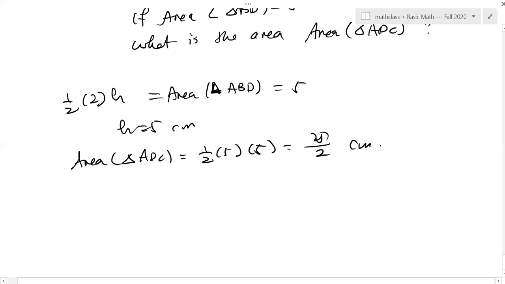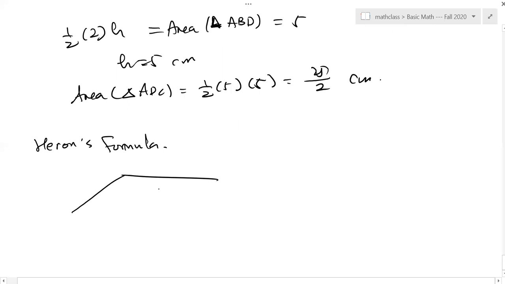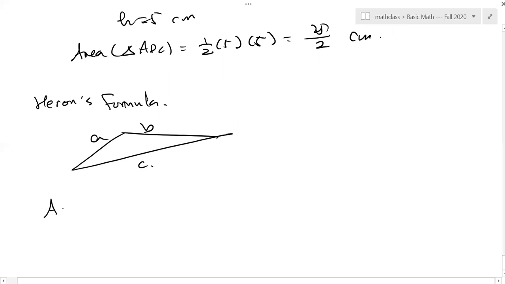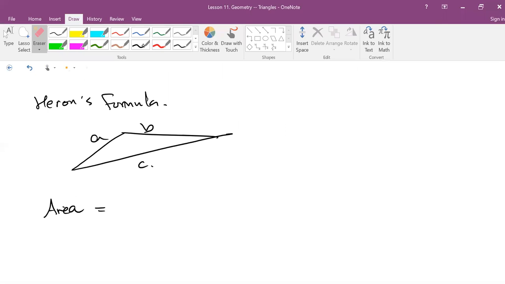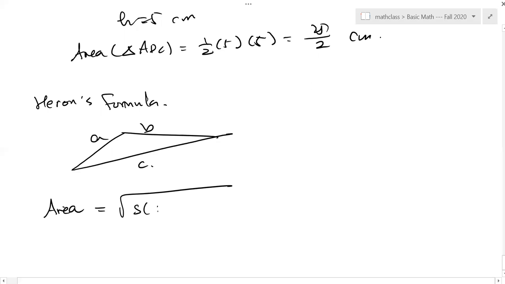Now there is an important formula by Heron. Heron's formula says that if you know the three sides, a, b, c, then the area of this triangle is going to be the square root of s times (s minus a) times (s minus b) times (s minus c), where s is half of the perimeter.